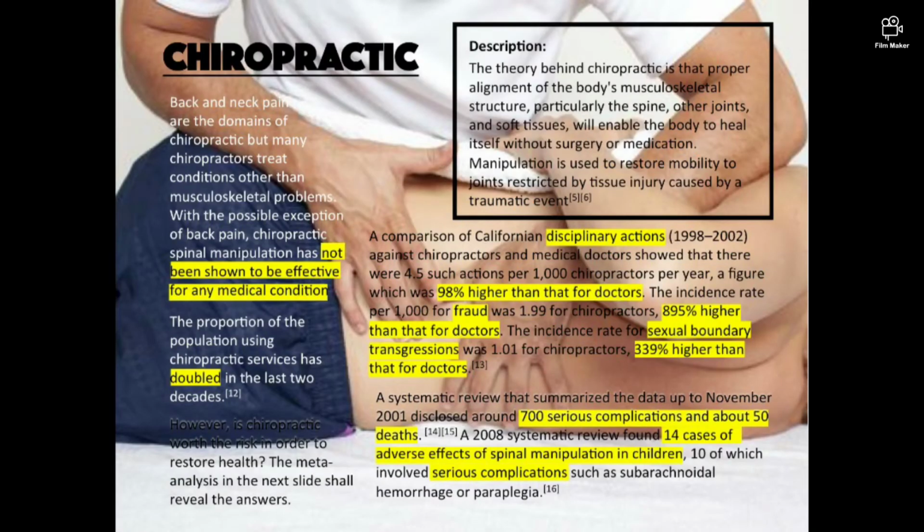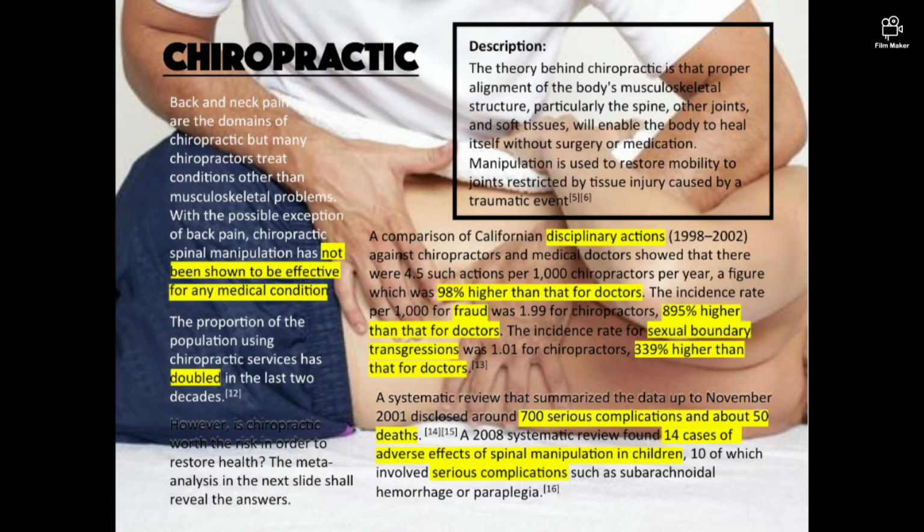Now that I'm done talking about acupuncture, I will now present to you chiropractic treatments. The theory behind chiropractic is that proper alignment of the body's musculoskeletal structure, particularly the spine, other joints, and soft tissues, will enable the body to heal itself without surgery or medication. Manipulation is used to restore mobility to joints restricted by a tissue injury caused by a traumatic event.